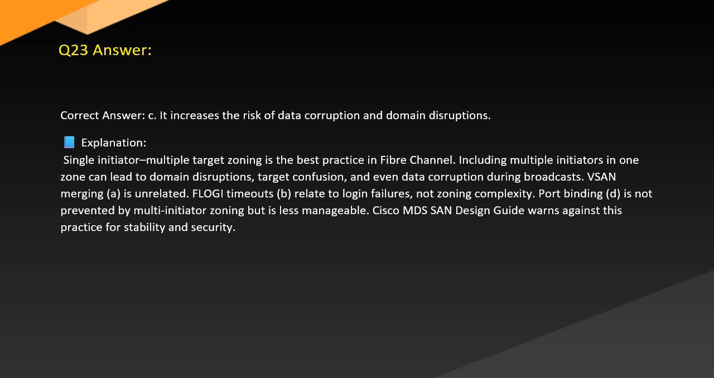Answer. Correct answer. C. It increases the risk of data corruption and domain disruptions. Blue book explanation. Single initiator multiple target zoning is the best practice in Fibre Channel. Including multiple initiators in one zone can lead to domain disruptions, target confusion, and even data corruption during broadcasts.